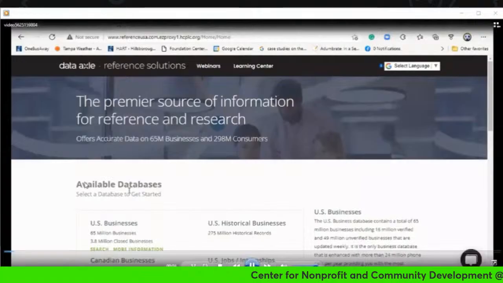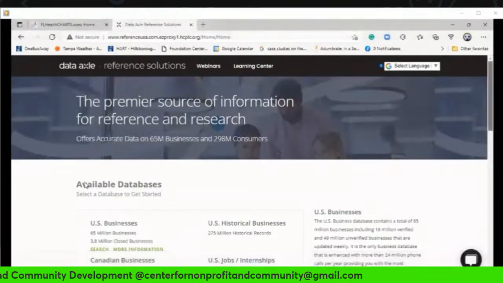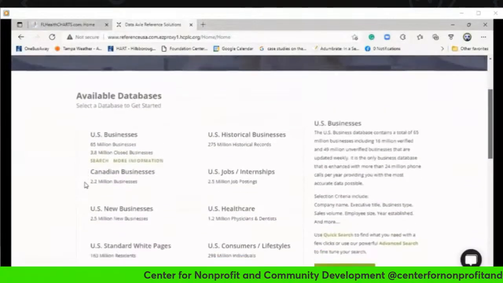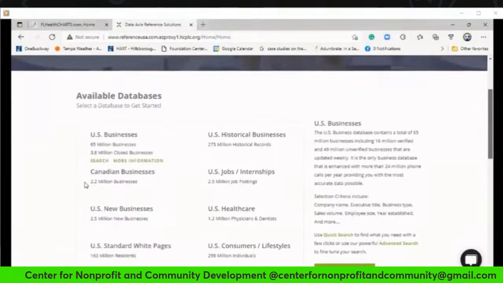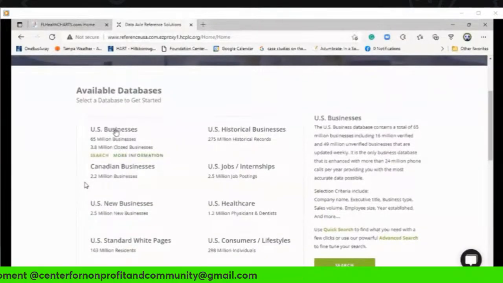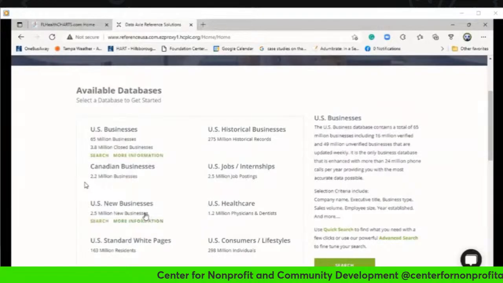Now this is going to be the final piece, the final site that we're going to go to for this particular lesson. Now, with this site right here, as you can see, is reference solutions. You can get a wealth of information. We're going to highlight some, and I'm going to click on the one I want to share with you. So we can get information about United States businesses here, US jobs and interns, new businesses that are just getting started. This is important if you're putting together a business plan, by the way.